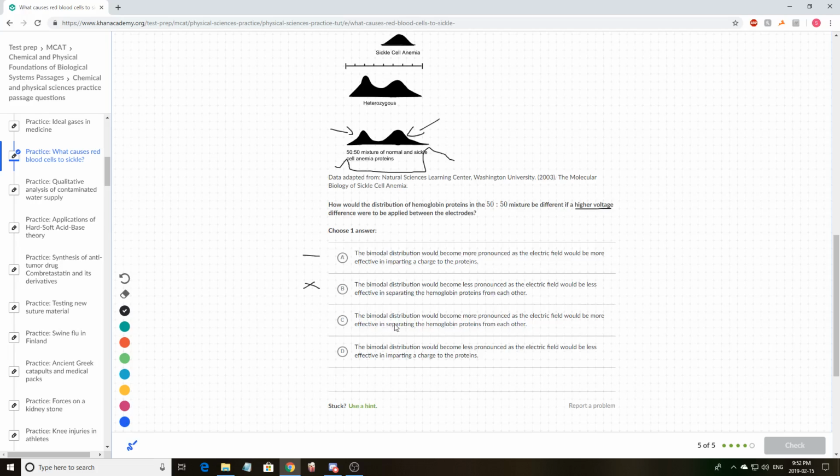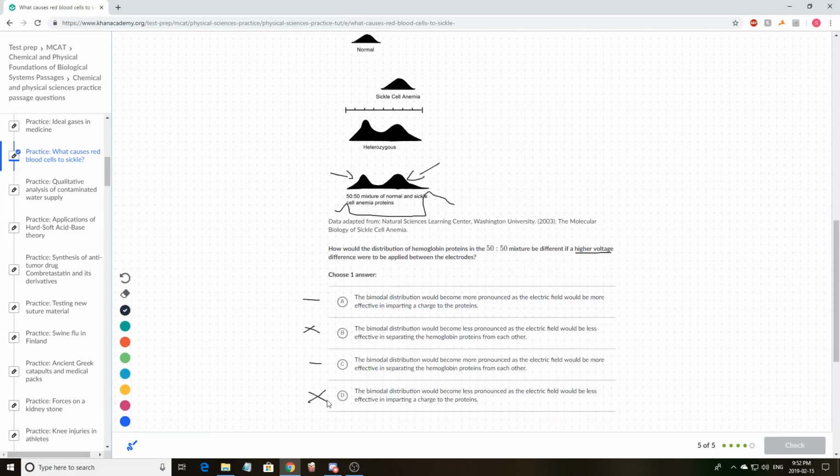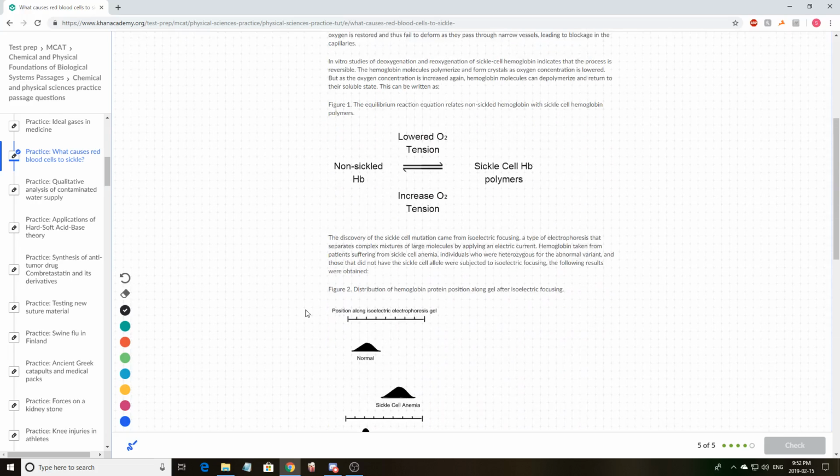Option C states the bimodal distribution would become more pronounced as the electric field would become more effective in separating hemoglobin proteins from one another. Again, maybe. And the last option says the bimodal distribution would become less pronounced as the electric field would become less effective in imparting charges to proteins. Well, again, it would be more pronounced, not less. So between these two options, in order to narrow it down to one final option, you have to understand what isoelectric focusing is.